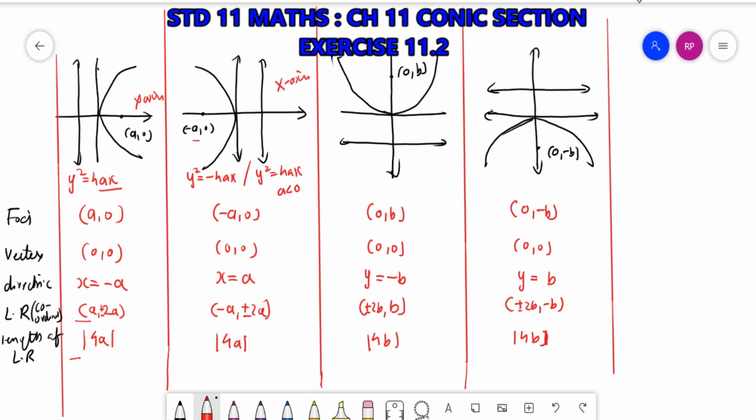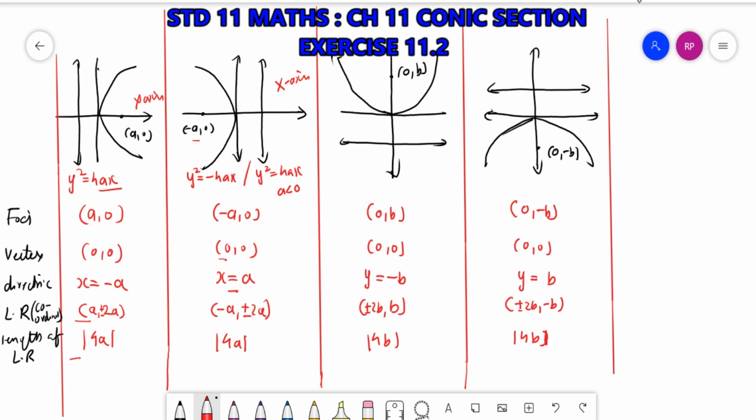Considering the same equation, here the focus will be (minus a, 0), and directrix x equal to plus a. Vertex in every case will be (0, 0). Coordinates of latus rectum: the x-coordinate will be minus a and y plus minus 2a. And length of latus rectum, again modulus of 4a.